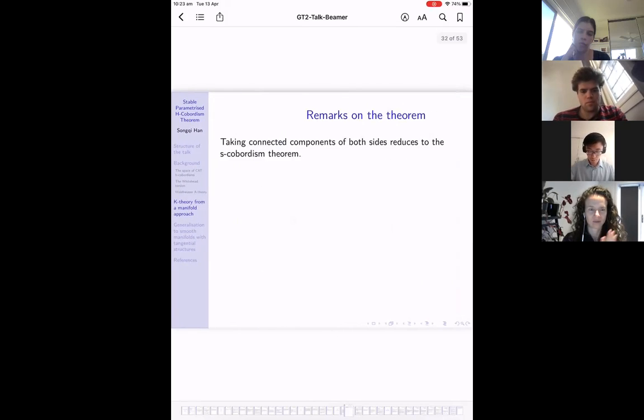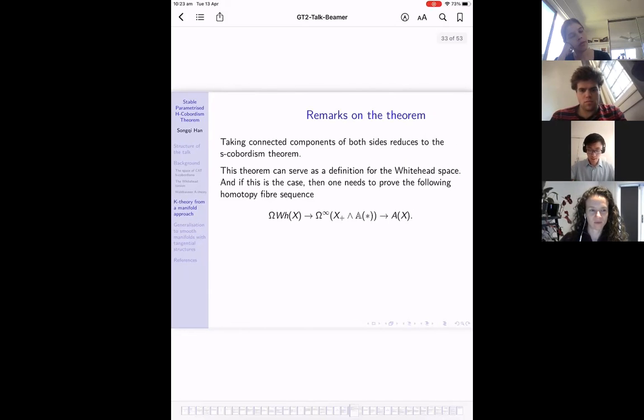So first we make a few remarks on the theorem. As said before, taking connective components of both sides reduces to the h-cobordism theorem. And this theorem can also serve as a definition of the Whitehead space. You can just define the Whitehead space as the delooping of the stable h-cobordism space. And if this is the case, then you need to prove the following homotopy fiber sequence, which we use as the definition.